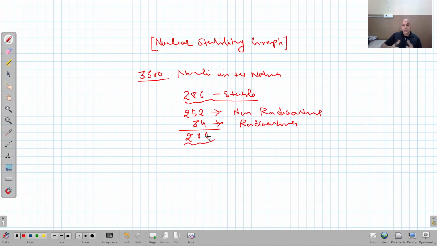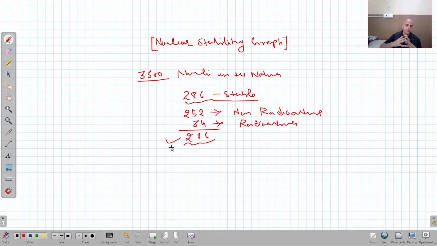But they are radioactive. So, a question can be asked: if they are radioactive, then why are we calling them stable nuclei? They are called stable nuclei because their half-life is quite long. It is comparable to the age of the Earth, right? That's why they are included in the list of stable nuclei, right? In total we have 286 stable nuclei.